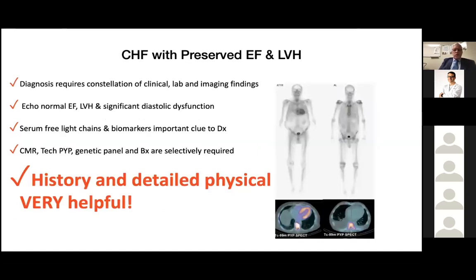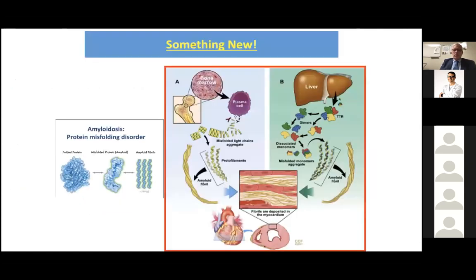The diagnosis requires a constellation of clinical, lab, and imaging findings. We've talked about LVH, undifferentiated LVH. We've talked about it's mandatory, if you have a positive PYP, you automatically screen, do that triad: serum-free light chains, protein electrophoresis of the serum, and urine. And we've talked about different types of imaging modalities. I didn't talk about CMR, but it's also very helpful in diagnosing an infiltrative cardiomyopathy. But really, the history and physical are important.